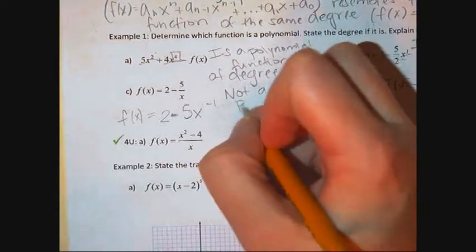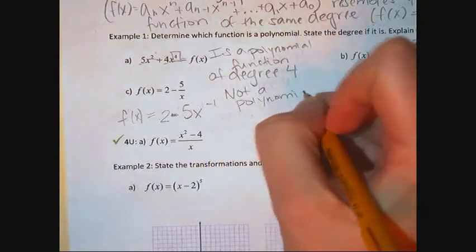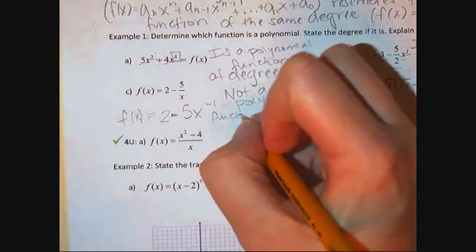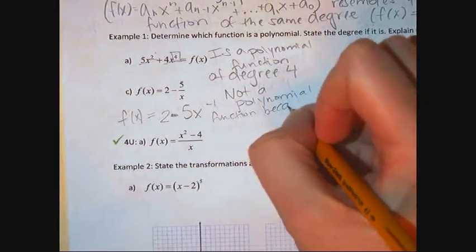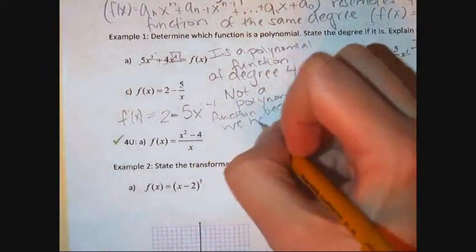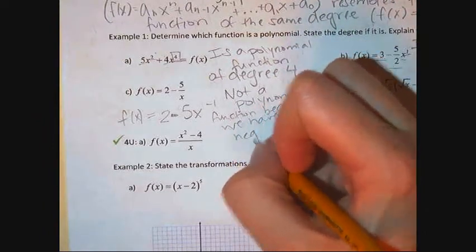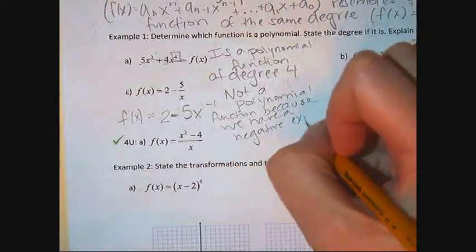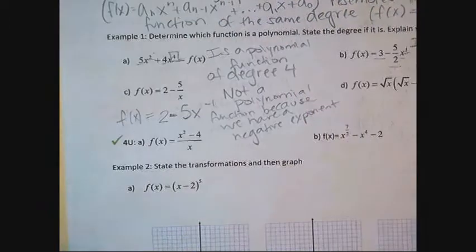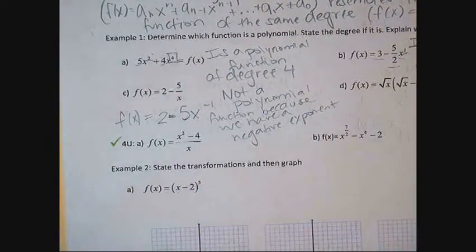So we would say that this is not a polynomial function because we have a negative exponent or power for that function. So C is not a polynomial function. Okay.